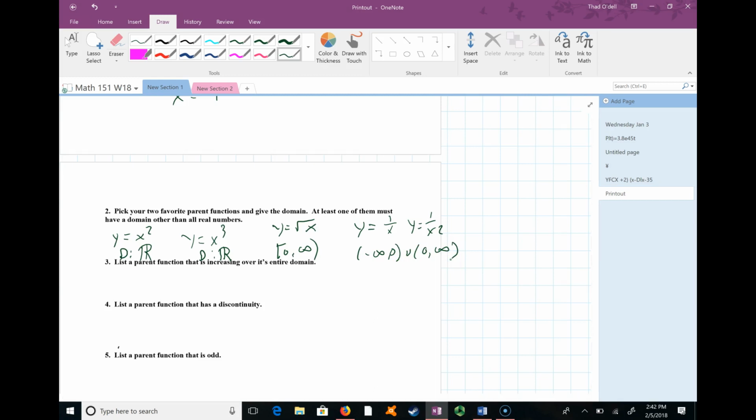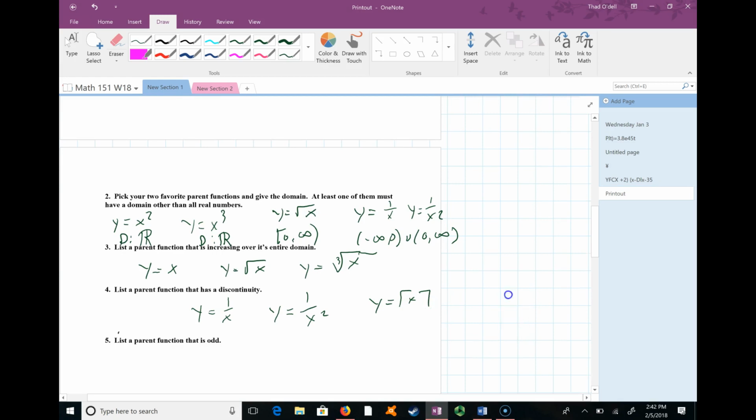List a parent function that is increasing over its entire domain. That would be y equals x for sure, y equals square root of x, y equals the cube root of x. Those are all definitely increasing over the entire domain. List a parent function that has a discontinuity. That would be y equals 1 over x, y equals 1 over x squared, and the ceiling function. This is just to name a few. That actually might be all of them there.